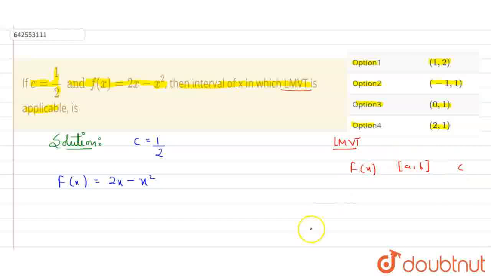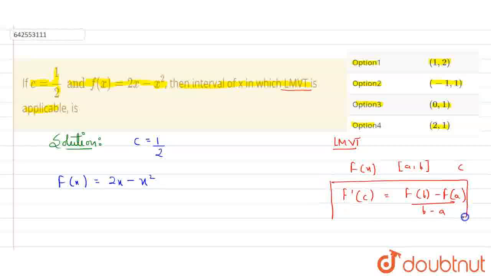So for checking its applicability, what do we check? If f dash c is equal to f of b minus f of a divided by b minus a, if this condition is satisfied, then we can say LMVT is applicable. So here in this question, f(x) is given to us, c's value is also given to us, and we have to check for the a, b limits.